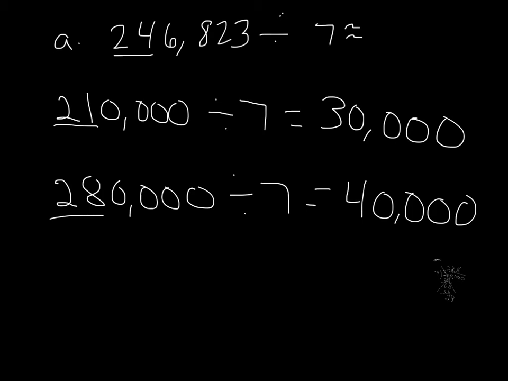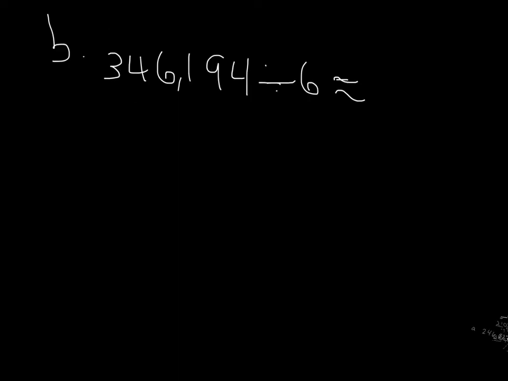And so let me give you another problem, problem B, for you to try on your own. Go ahead and write down problem B, 346,194 divided by 6. And I want you to recognize that if you round that, it may or may not be divisible by 6. So let's actually find the closest number to 34 that can be divided by 6. Why don't you go ahead and write down what you think that is.